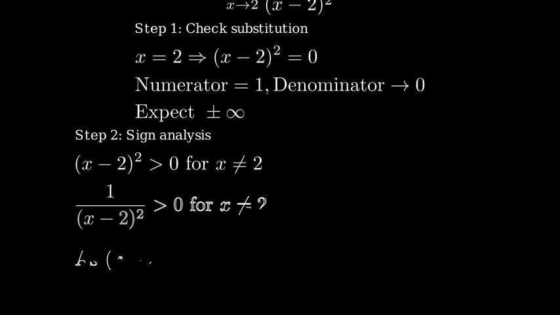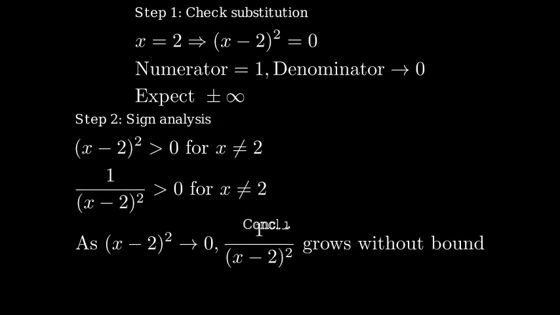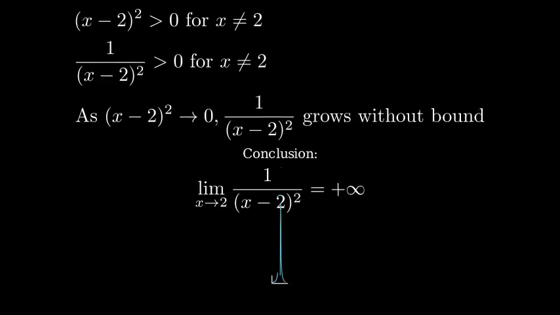Next, let's do a sign analysis. The expression x minus 2 squared is always positive except at x equals 2, where it's 0. So for x near 2, the denominator is positive, making the entire fraction positive. As the denominator approaches 0, the fraction grows without bound in the positive direction. Therefore, the limit of 1 divided by the quantity x minus 2 squared as x approaches 2 equals positive infinity.